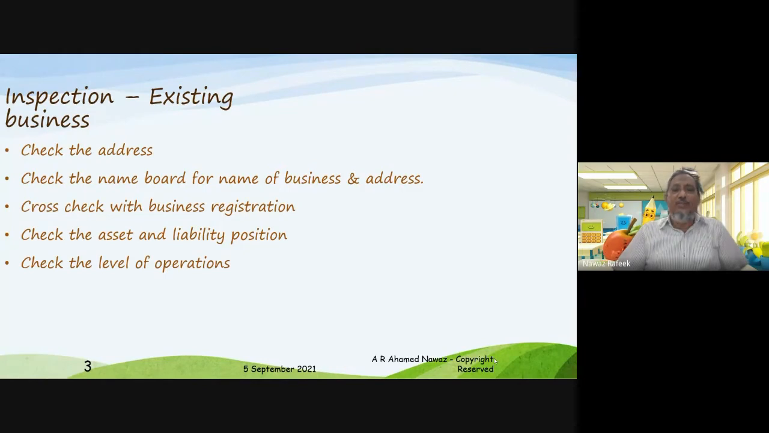Check the name board for the name of the business and address. When you go there, see whether the name board and the business address are correct. Cross check with the business registration. For a company, the business registration they ask for is the certificate of incorporation; verify the address. Then check the assets and liability position, with physical verification of assets and liabilities, and check the level of operations, for a manufacturing organization as well as a trading organization. These two we will go through in detail in the next slides.